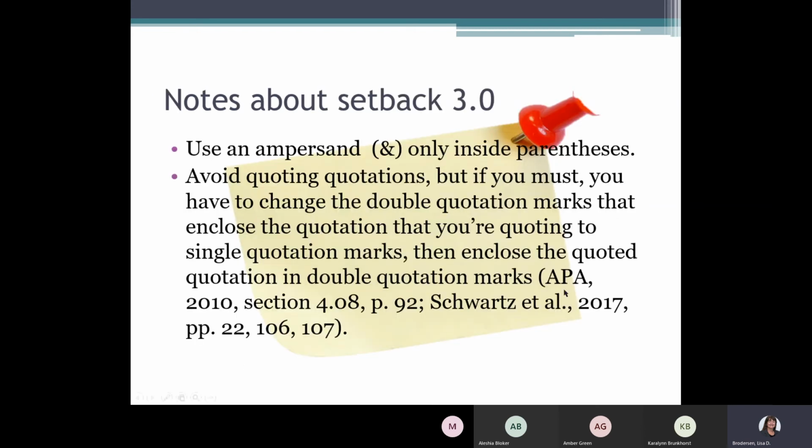Just keep that in mind. You could easily look up quoting in the index of your 7th edition APA manual to find out how to deal with quotations.